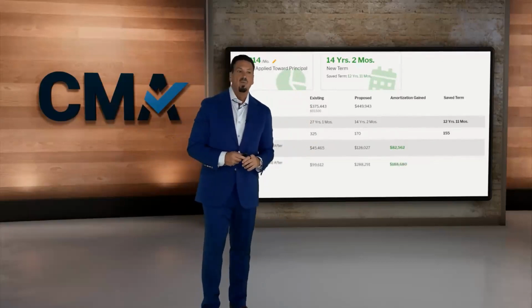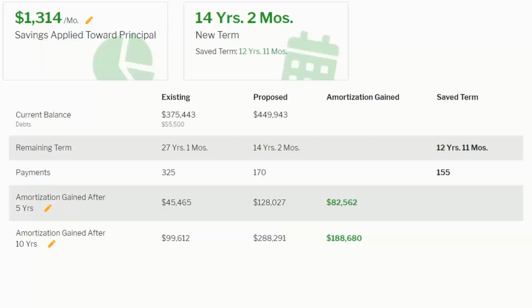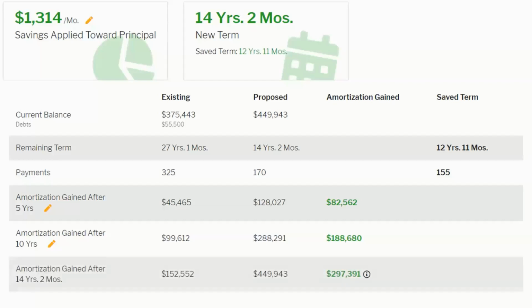And after 10 years, guess what? Well, it's an extra $188,000. And when this loan is done, 14 years and 2 months from now, it's almost $300,000. Would you like to have an extra $300,000 just from this client? I notice you have a beautiful 2-year-old child. One of the things that parents do is they worry about college education.